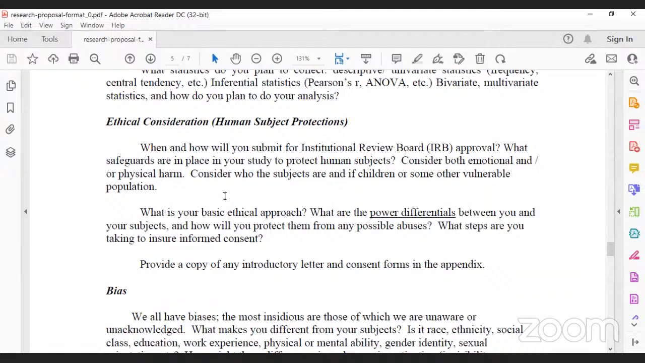What is going to be the power differential between you and your subject, and how will you protect them from any possible abuses? How are you going to maintain the sanctity of their confidentiality? If you are collecting data from a vulnerable population, what steps are you going to take to ensure informed consent is there and no one knows about the population? And if you want to deal with any sensitive population, what measures are you going to take so that even if you are conducting research, you are doing it in an ethical manner?